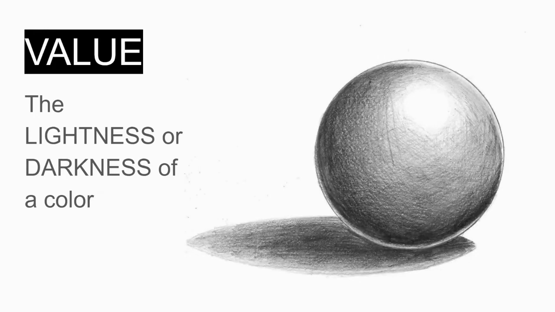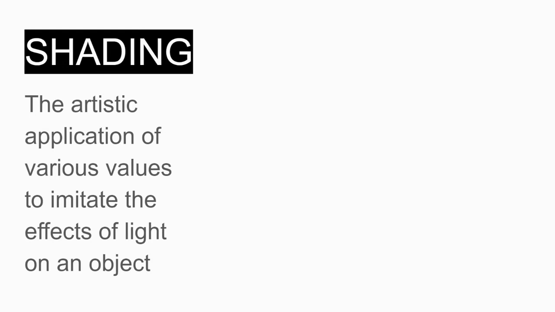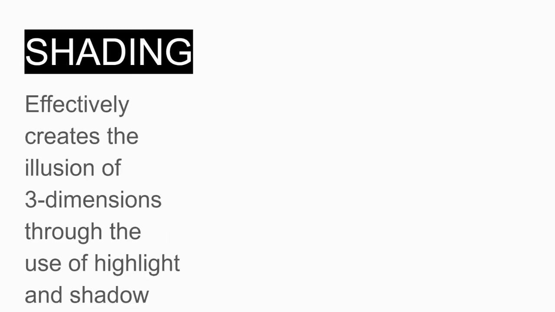Artists use values to create three dimensions using a technique called shading. Without the ability to create very light lights and very dark darks and all the various values in between, artists would not be able to create something realistic and three-dimensional like this sphere here. Let's talk more about shading. Shading is the artistic application of values to imitate the effect that light has on an object. Shading effectively creates the illusion of three dimensions through the use of highlights and shadows.